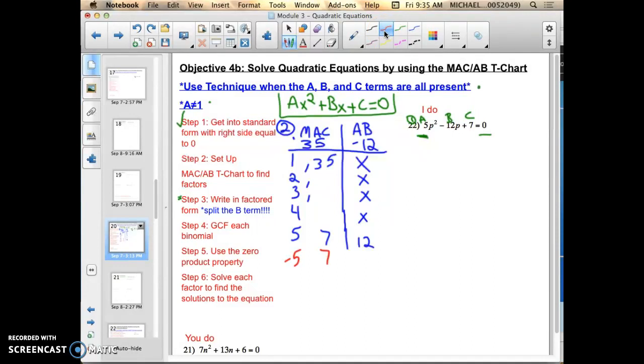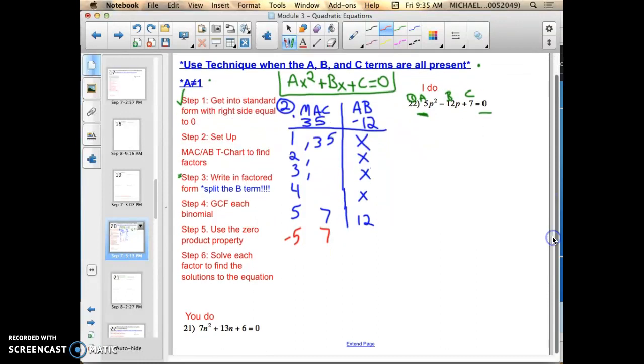and positive 7. Now this situation doesn't work at all because negative 5 times 7 is a negative 35. So that doesn't satisfy my original Mac term. And same thing with 5 and negative 7. It multiplies to a negative 35, so that doesn't work. So in that case, I have to make both of them negative. So a negative 5, comma, negative 7.